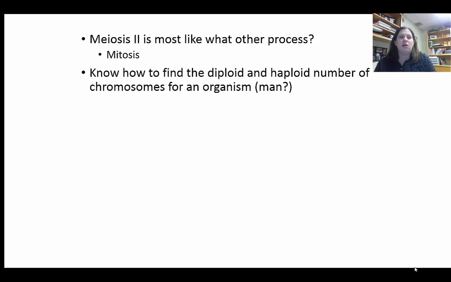The next question, know how to find the diploid and haploid number of chromosomes for an organism, and more particularly man, but it doesn't matter what type of organism we're looking at. Remember that the diploid number is 2n, okay? So it's when you have 2 sets of chromosomes. The haploid number is n. So in humans, the diploid or 2n number is 46, which means the haploid number would be 23. Now there's another way we could say this. On the 46 side, we could say that we have 2 pairs of 23. The pairs tell you that there are 2 times 23, which is 46. Okay, so make sure that you pay attention to the wording, because if there's pairs, that means there's 2 sets.